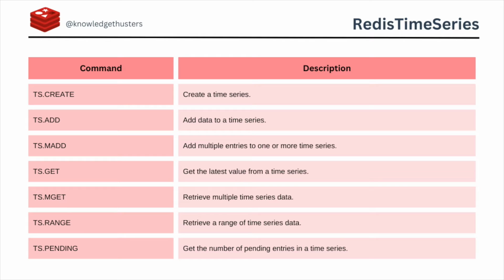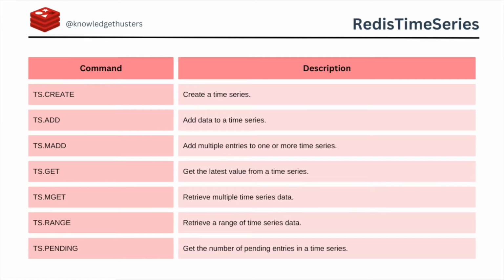So these are some basic commands that you can use for time series. Create will create a time series. In that series you can add using the add command, and for multiple adds you can use madd. Get will get the latest value from a time series, and mget will retrieve multiple time series data. Range retrieves a range of a time series, where you can pass between and after. Pending gets the number of pending entries in a time series.